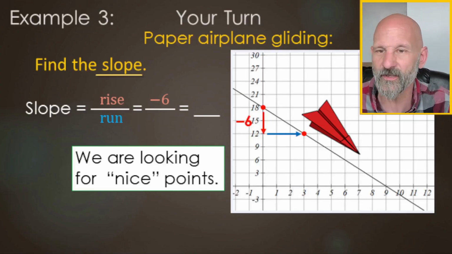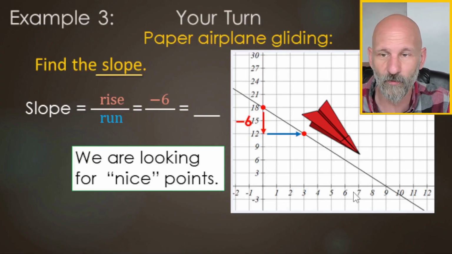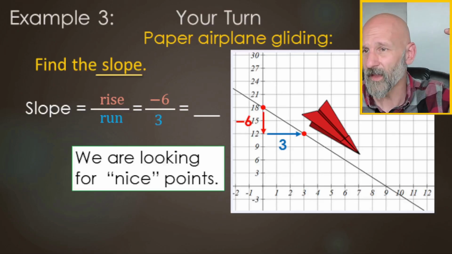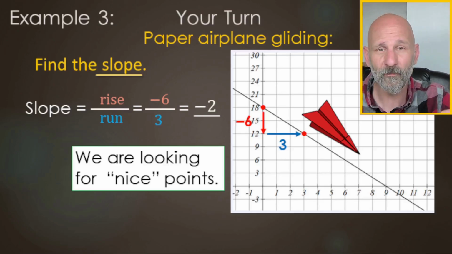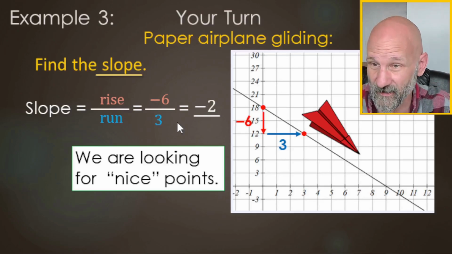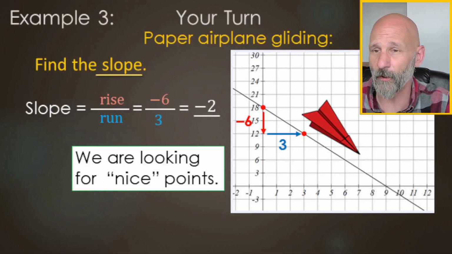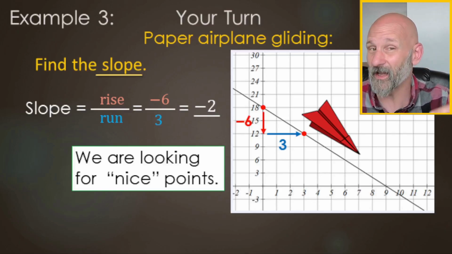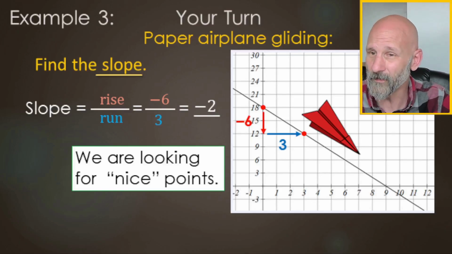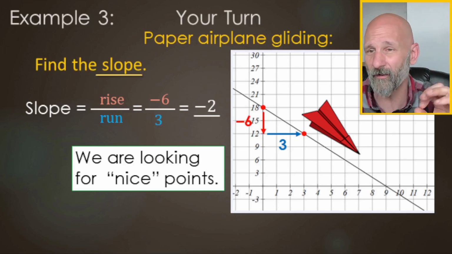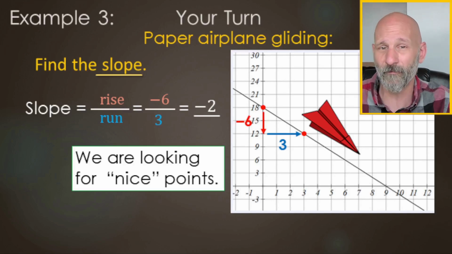Counting the x's, pretty simple here. Each square equals 1, and so we're doing 1, 2, 3. So the airplane went down 6, and then it went over 3. And since 3 divides evenly into negative 6, we are going to do that division. So negative 2 would be the slope. Negative 2 over 1 if you're thinking rise over run. Negative 6 over 3 unreduced. But the best way of stating your slope for this line here would be the slope is negative 2.